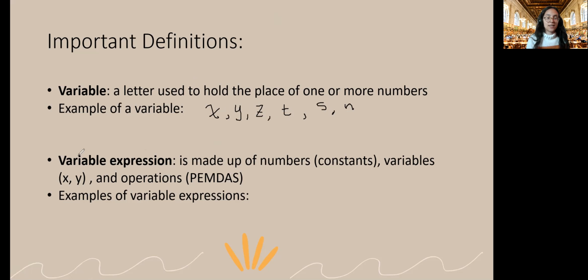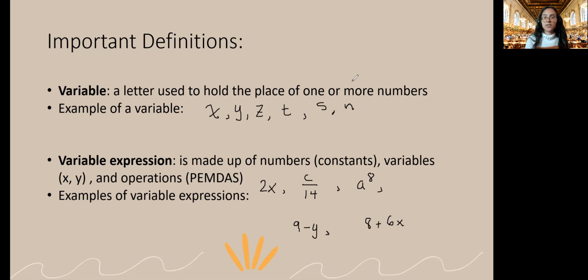Our second definition is going to be variable expressions. Variable expressions are made up of numbers, variables, and operations. An example of a variable expression would be something like 2x, maybe something like c divided by 14, maybe something like a to the 8th, or 9 minus y, or 8 plus 6x.